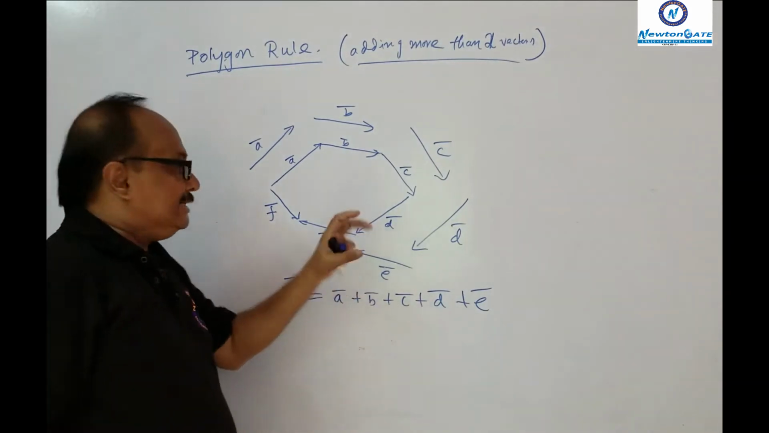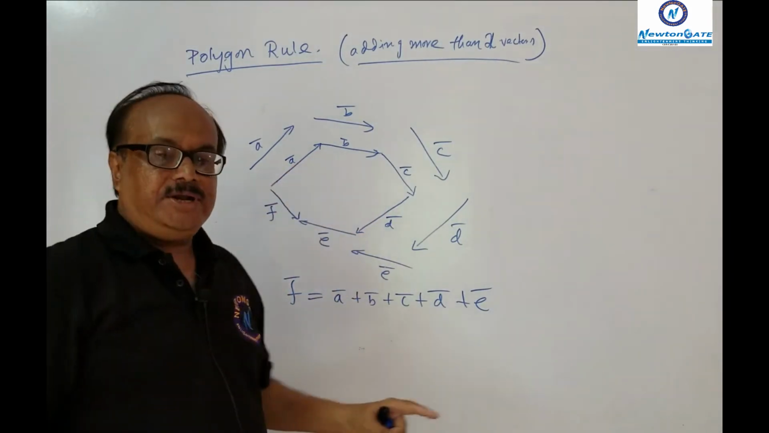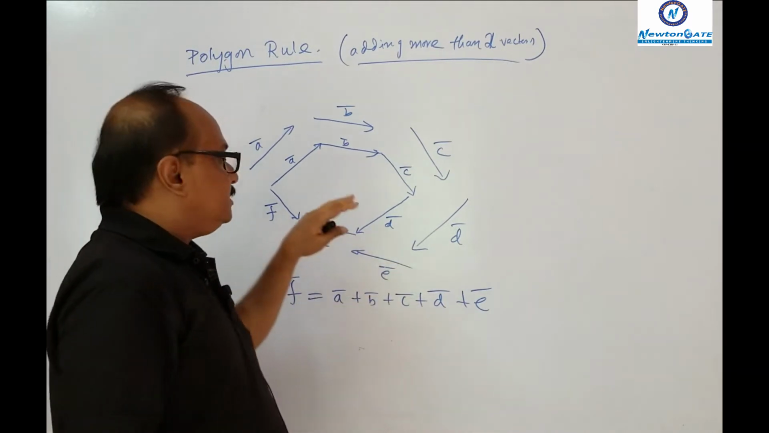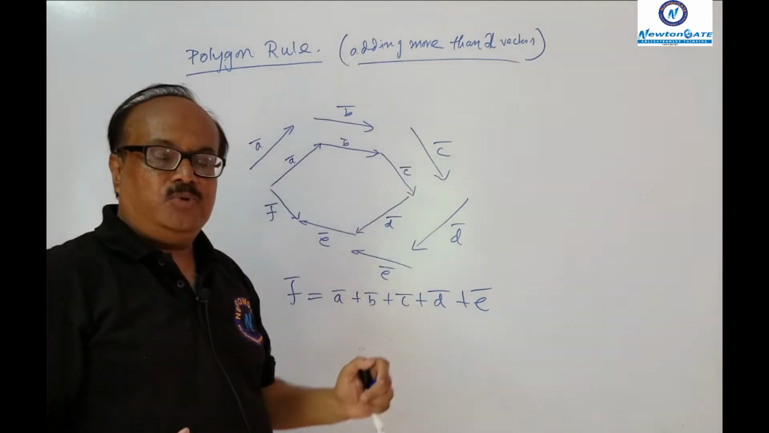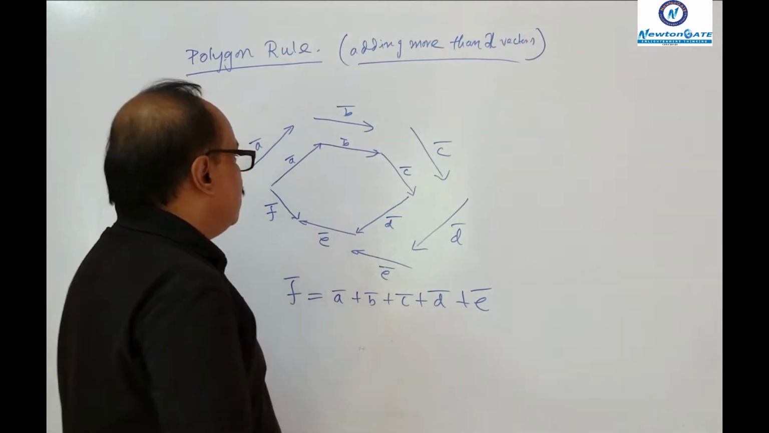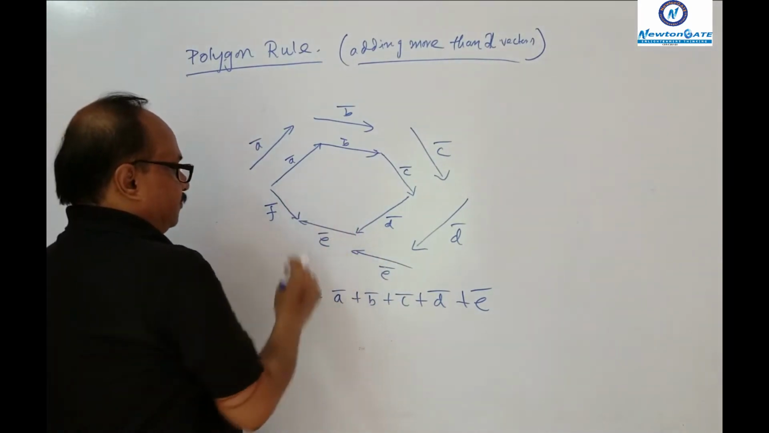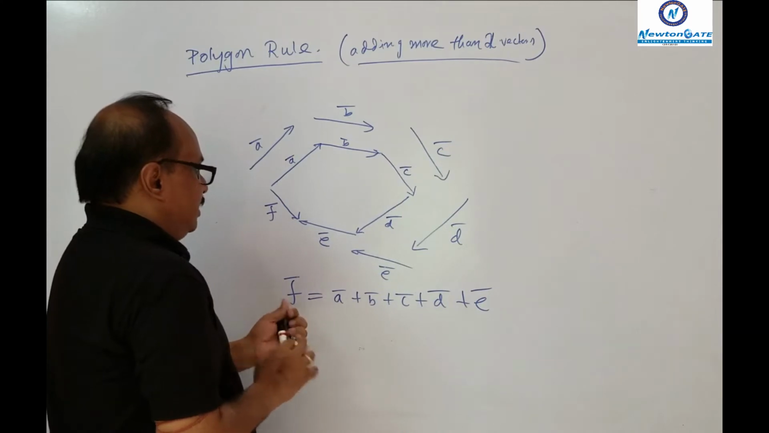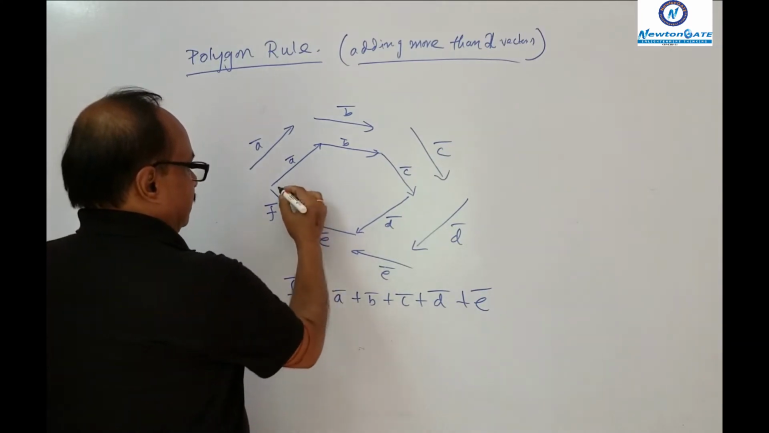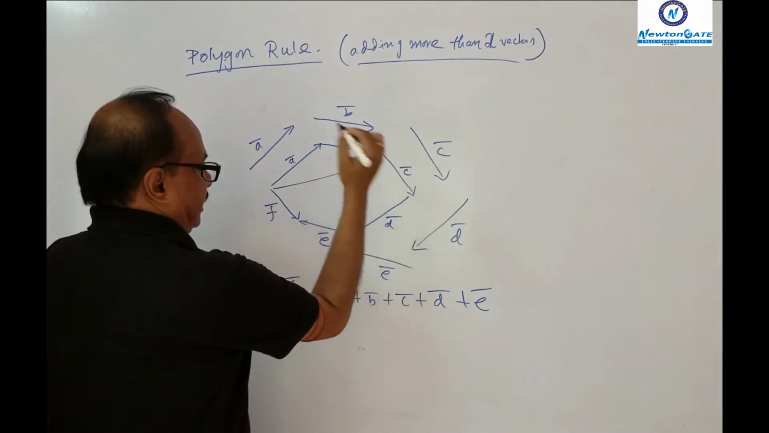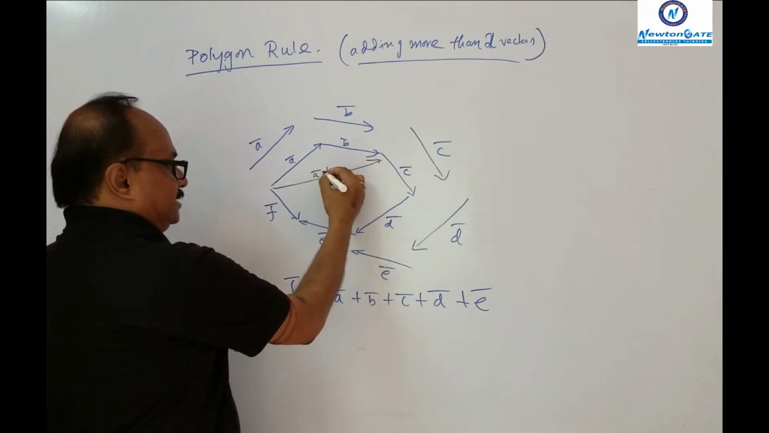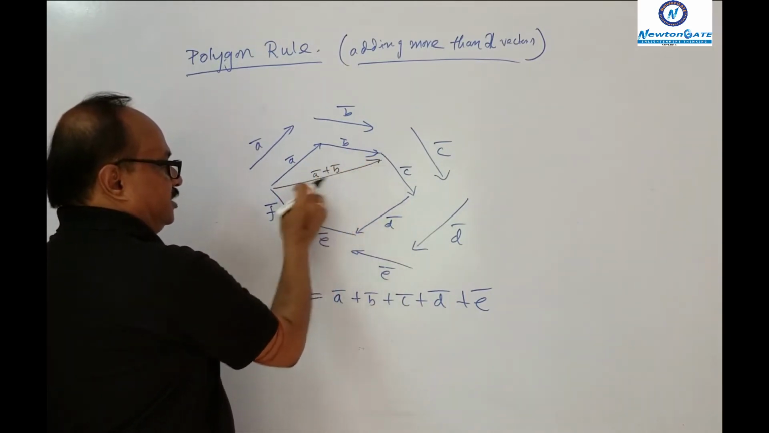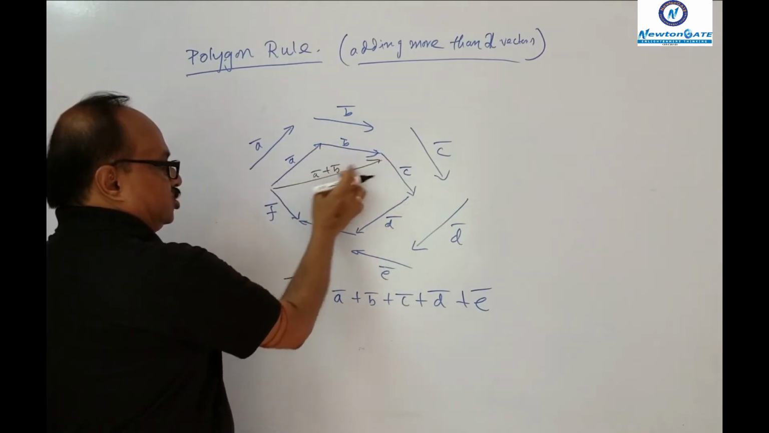See, this is not a separate rule from the triangle law. This is the same rule. This is just a manipulation. Polygon rule is just a manipulation of the triangle law. See how? Suppose you have a line over here, you join it like this. So this line, if you join it, is nothing but A plus B, this vector, because this vector will be equal to this plus this, so this will be A plus B.